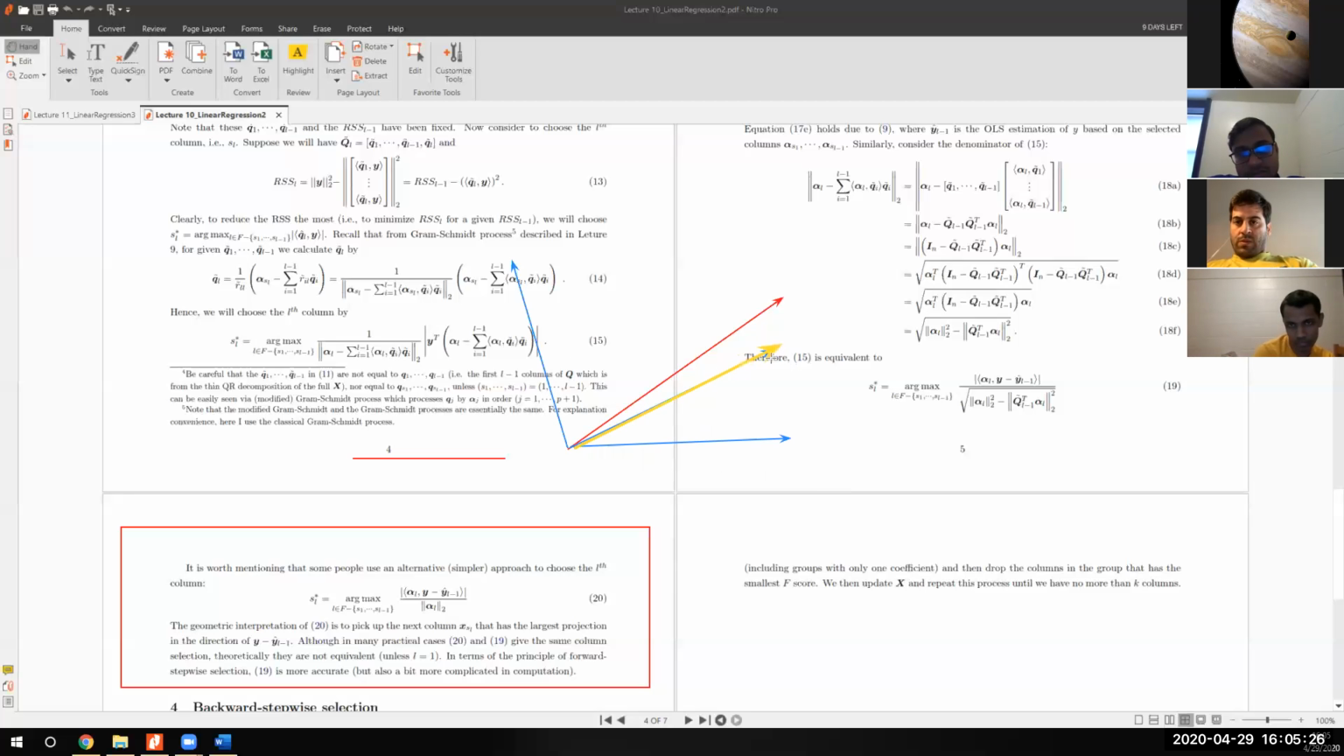Why am I going to choose this? Because this is the most parallel to this. In other words, if I choose this, I'm going to make the reduction the largest. And what does "most parallel" mean? This angle is the smallest. Hence, this is the least angle regression.